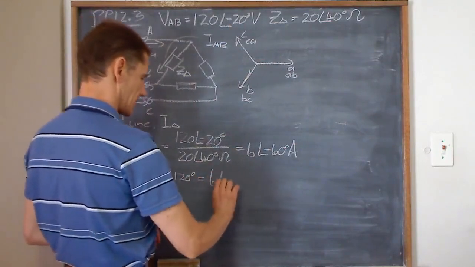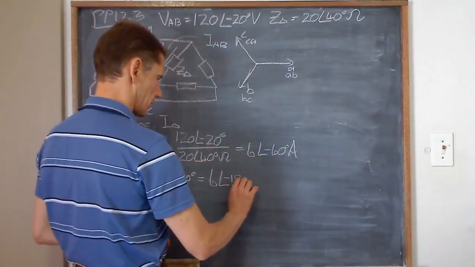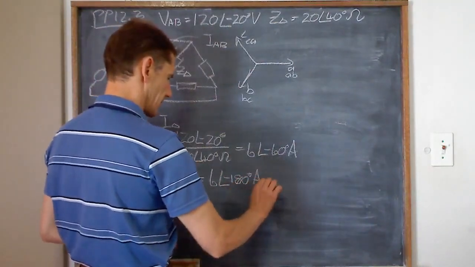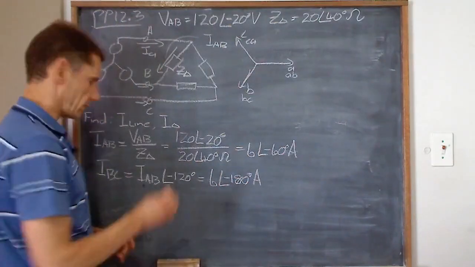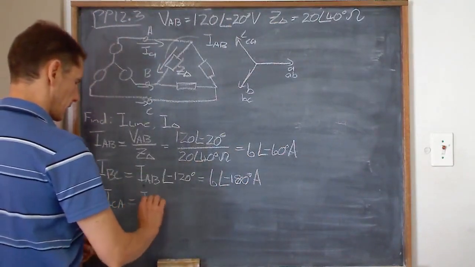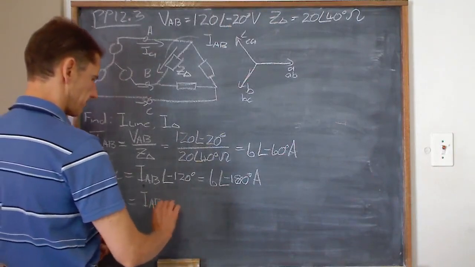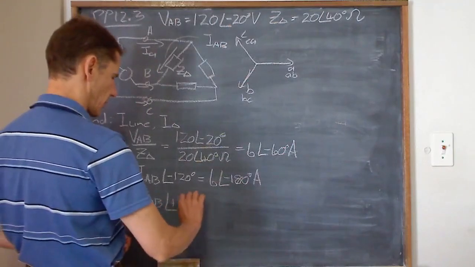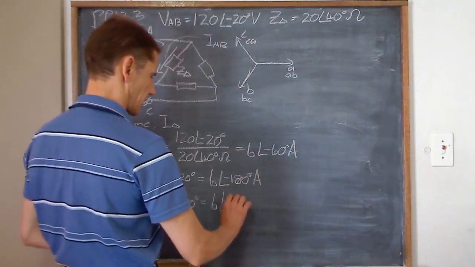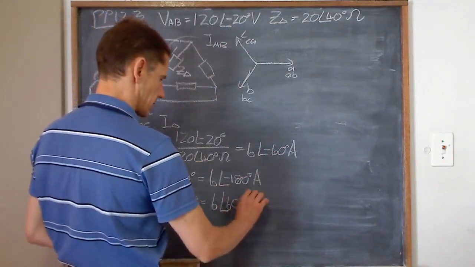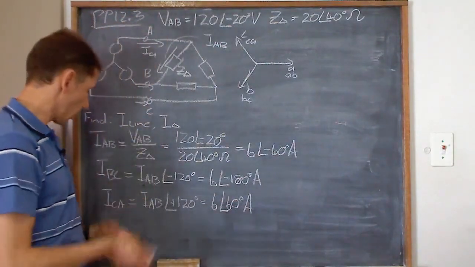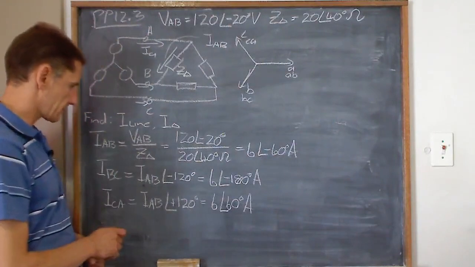So it's going to be 6 angle minus 180 degrees amps. All right, and then ICA is IAB angle plus 120 degrees. So that's going to be 6 angle 60 degrees amps. All right, so that solves for all your delta currents.